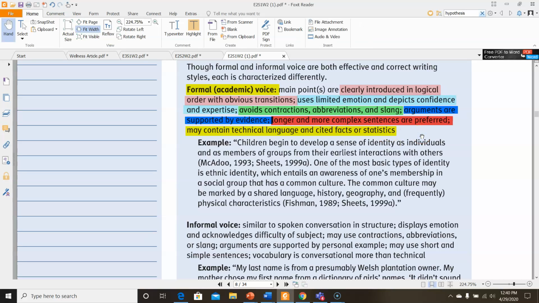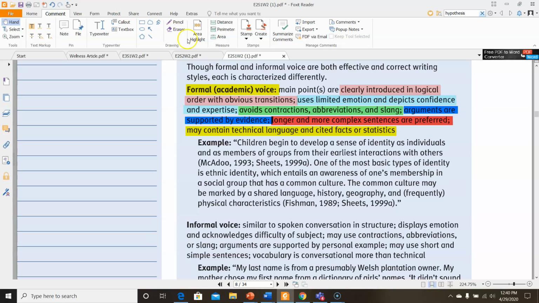Okay, so now let's look at this paragraph and show which part is which. So it needs to have clearly introduced in logical order with obvious transitions. Children begin to develop a sense of identity as individuals and as members of groups from their earliest interactions with others. I think that's the main point that they're stating. It's clearly introduced in logical order with obvious transitions. So I'm going to highlight that in my pink.